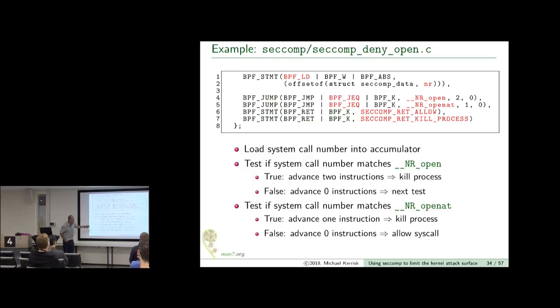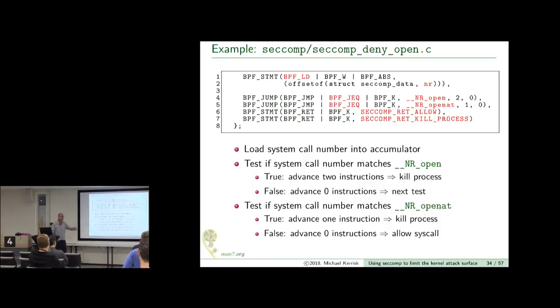This thing here, NR_open, is just a standard constant in the header files. There are these constants for every system call number for this architecture. Is the system call number equal to open? If it is, we're going to jump forward 2 instructions: 0, 1, 2, kill the process. Otherwise, we're going to jump forward 0 instructions. Do an equality test. Is the word in the accumulator equal to the openat system call number?